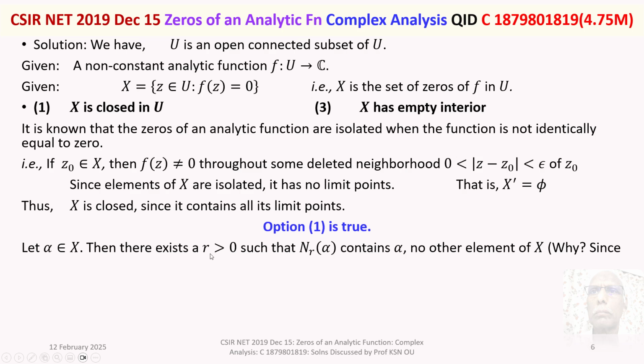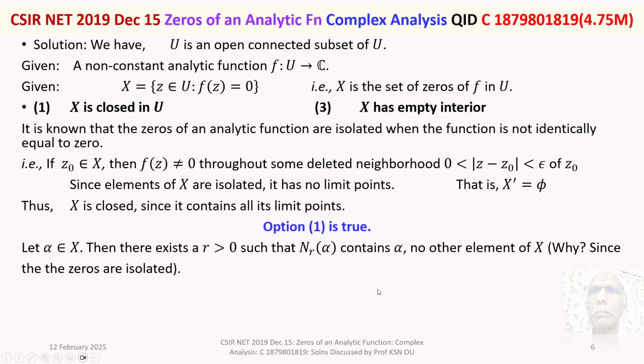Then there exists an r greater than 0 such that the neighborhood of alpha with radius r contains alpha and no other elements of X. Because the zeros are isolated, it contains only alpha, no other element of X. So we have found a neighborhood of alpha with radius r which contains only alpha and no other element of X. Therefore, this neighborhood cannot be entirely contained in X.